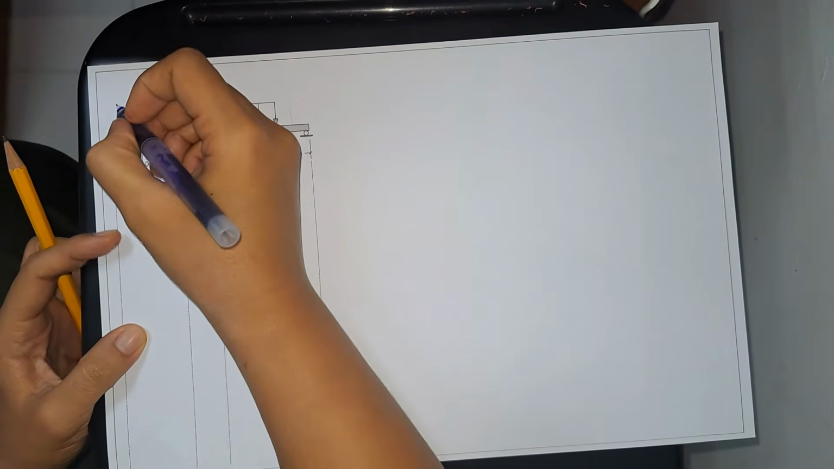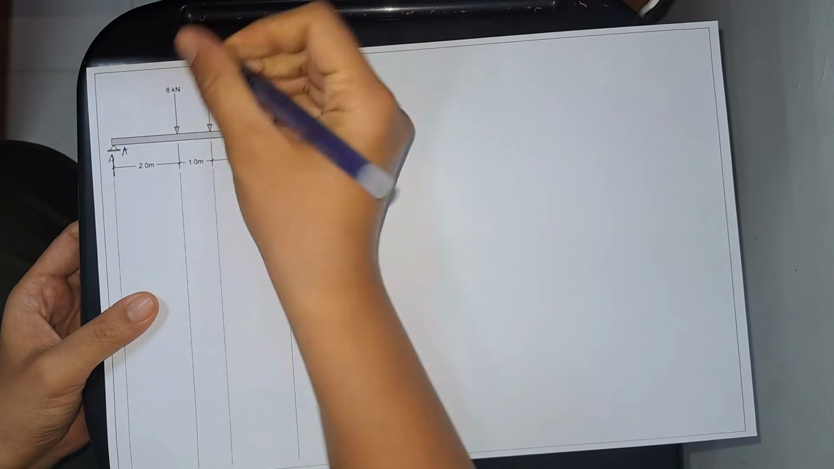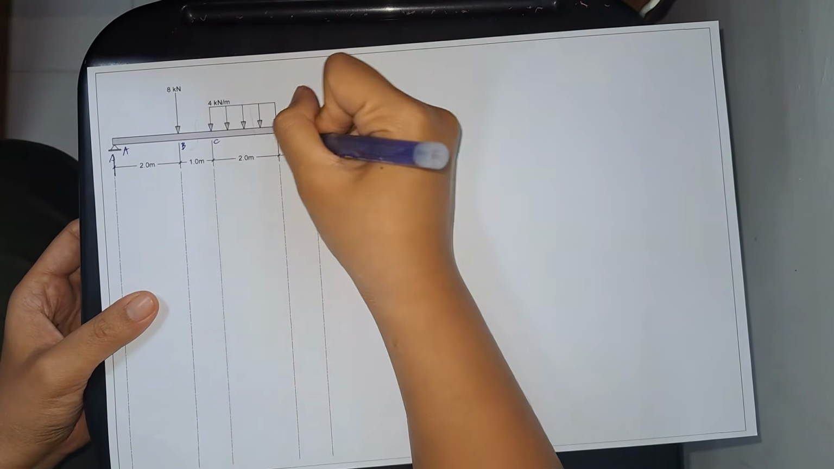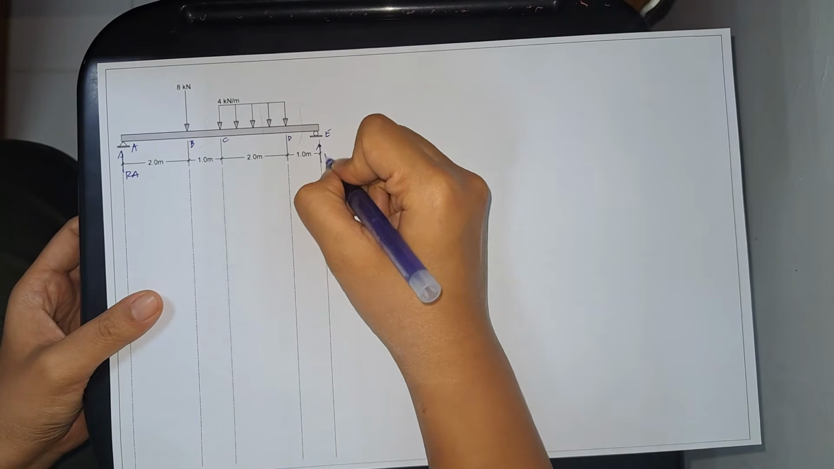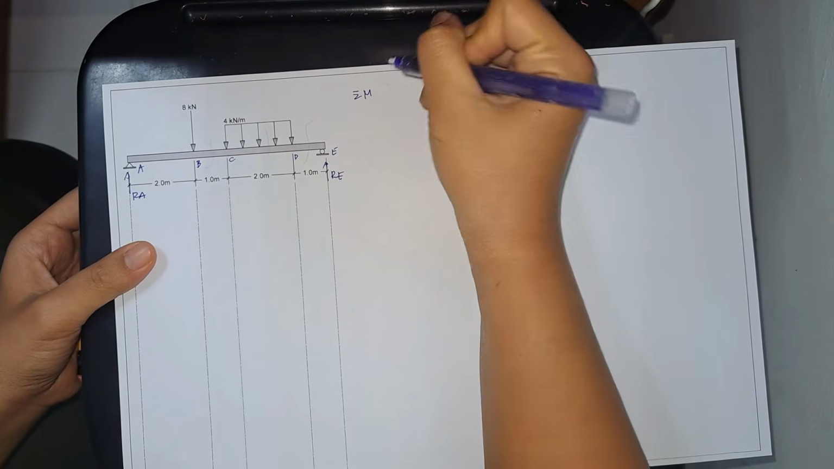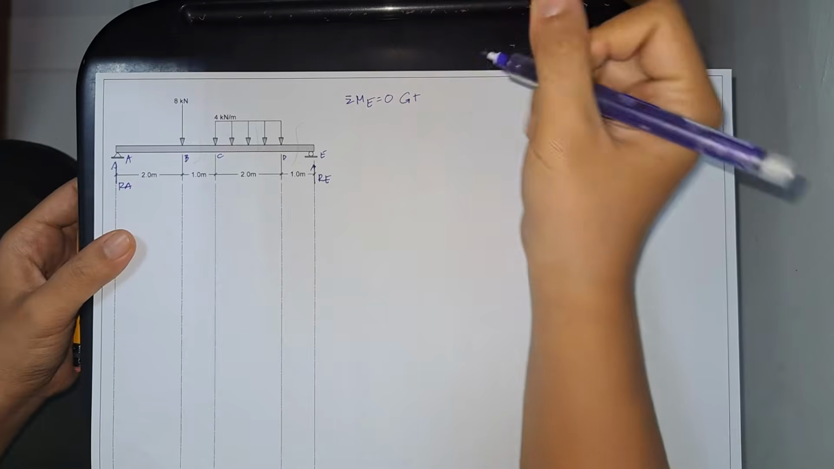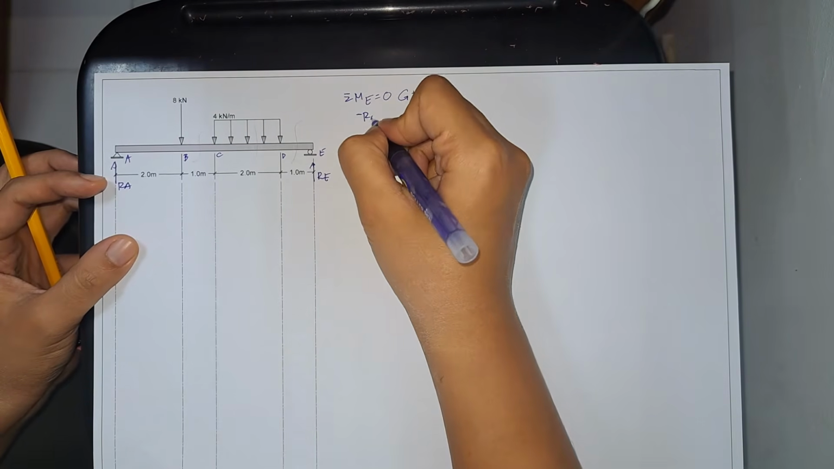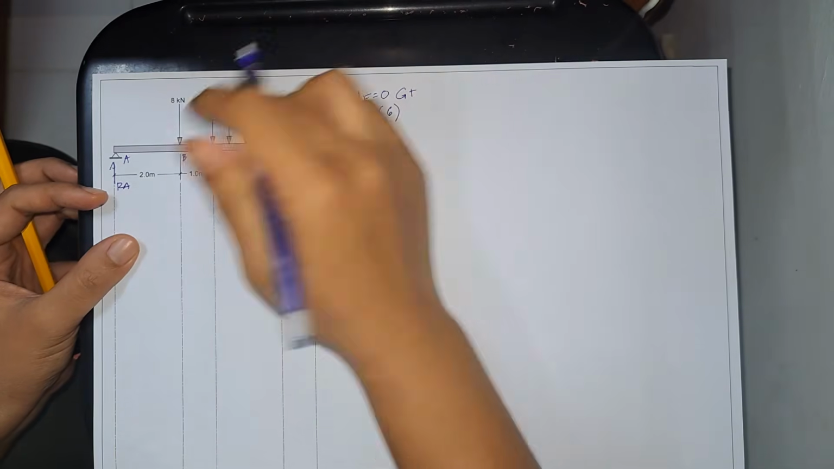Okay, so ganun pa rin, our first step here is to identify yung magiging reaction. So this is A, B, C, D, and E. So this is reaction at A, reaction at E. Okay, so let's take the summation of moment at point E equal to 0, counterclockwise positive. So we have negative RA multiplied by moment arm 4, 5, 6. So 6.